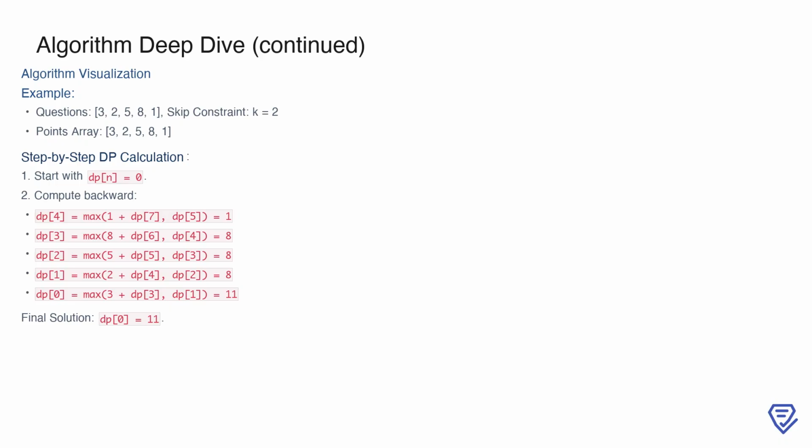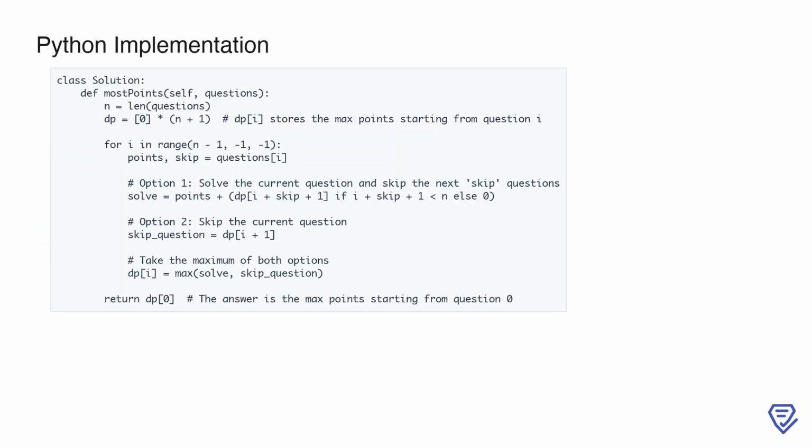This step-by-step computation illustrates how the reverse iteration and state transitions ensure correctness and efficiency in the dynamic programming approach. This solution uses dynamic programming to solve the problem efficiently. The dp array is initialized with zeros, where dp[i] represents the maximum points achievable starting from question i. The algorithm iterates through the questions in reverse order, from the last question to the first.